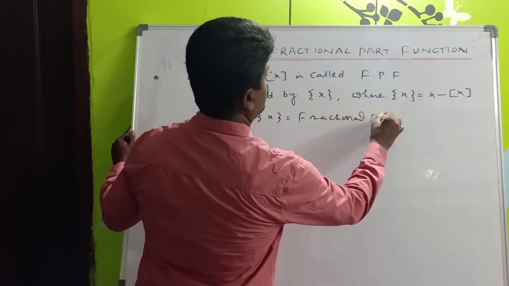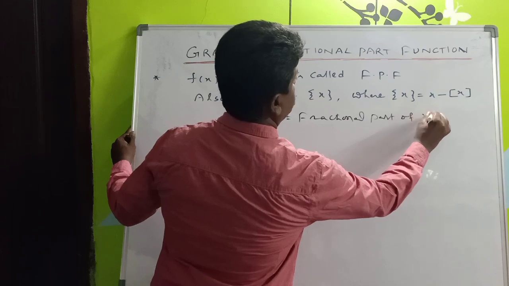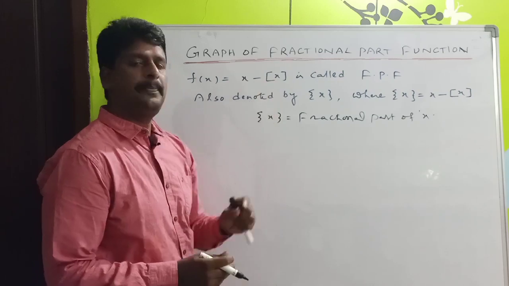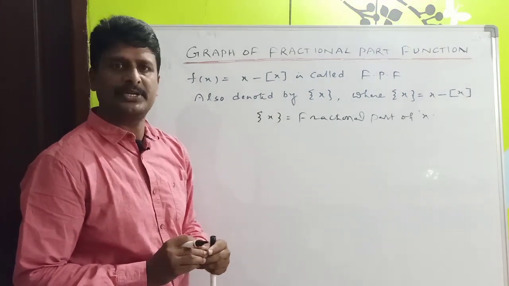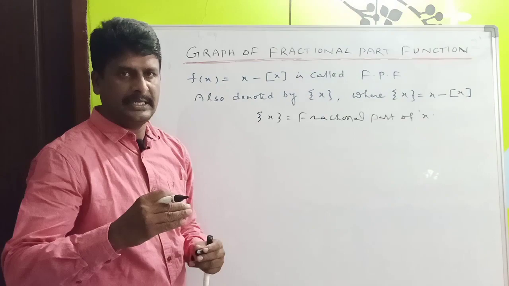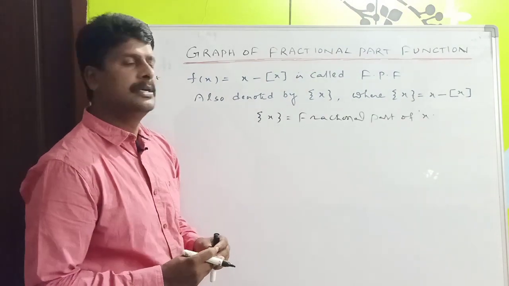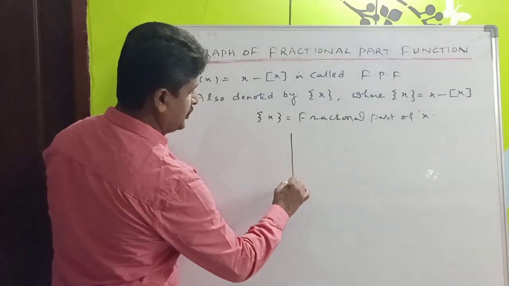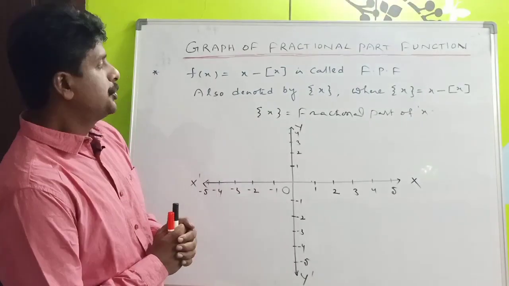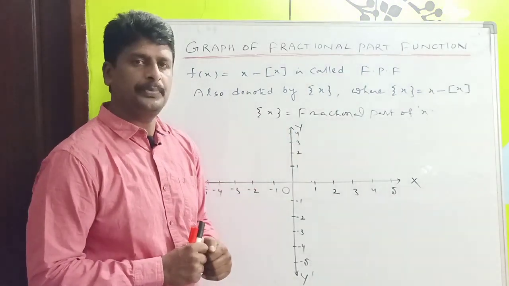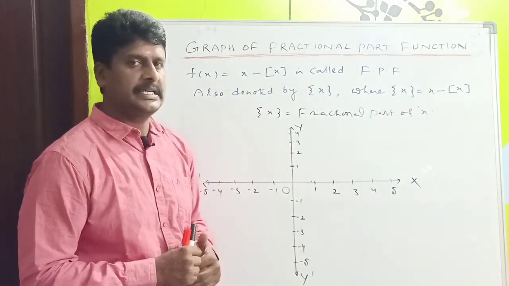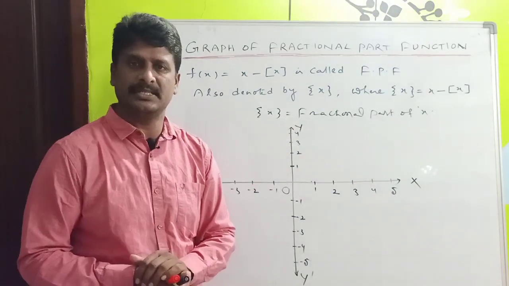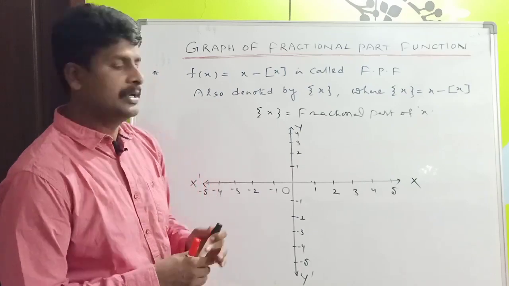Say {x} is equal to the fractional part of x. Here [x] represents the greatest integer function, which we have already discussed in our earlier videos. Okay, now let us draw the graph of the fractional part function. To draw the graph, we have to select x values independently and represent on this coordinate system the corresponding f(x) values.